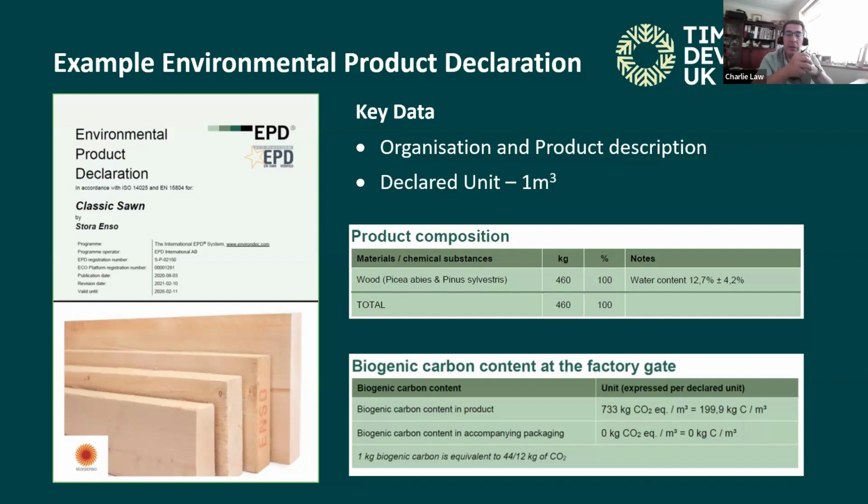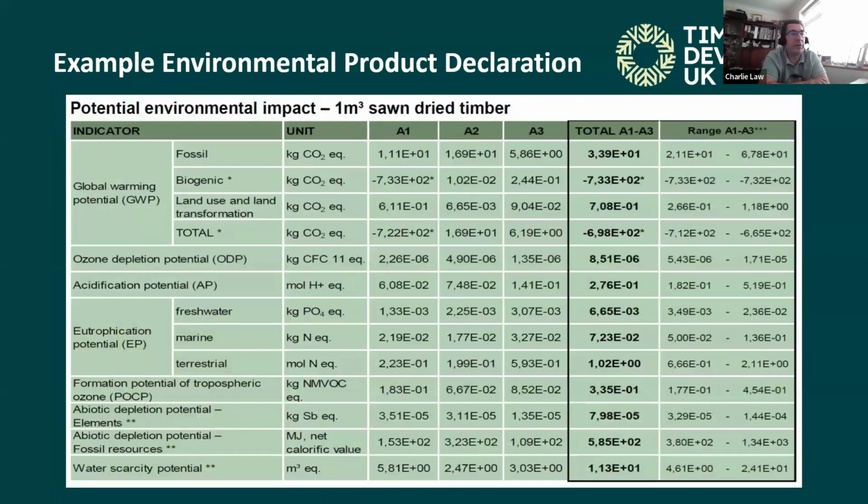next bit underneath there. It gives you the biogenic carbon figure there. So it works out about 733 kilograms of CO2 per cubic meter of sawn timber for this product. So that's the key data that comes up front. You'll then get all the impacts from different areas, and obviously the main one that we talk about is global warming potential, and that's broken down into things like fossil carbon. So fossil carbon is energy. So if you're using diesel fuel to fell timber in the forest, that's where that's accounted for.